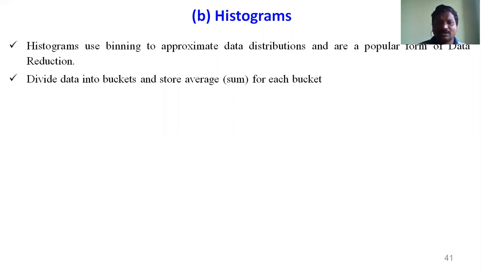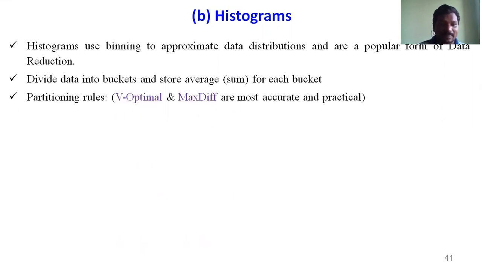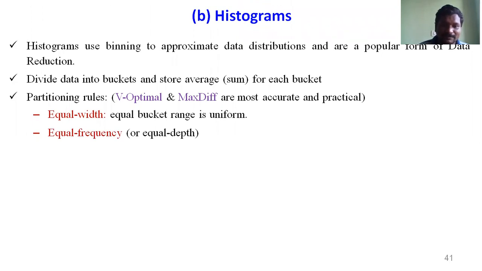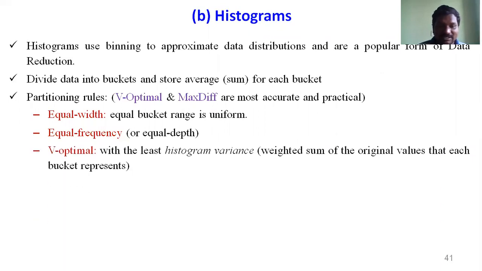Not only scores, different criteria in the stock market representation also use histogram data. Here there are different partitioning rules. One partitioning rule is equal width, which means you divide the data into buckets based on the width. Then equal frequency, where you divide the data based on the depth. And then V-optimal, the least histogram variance method.